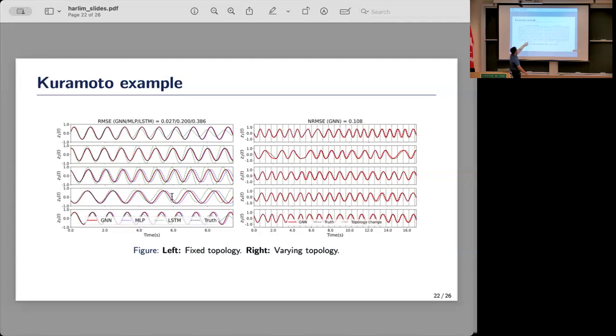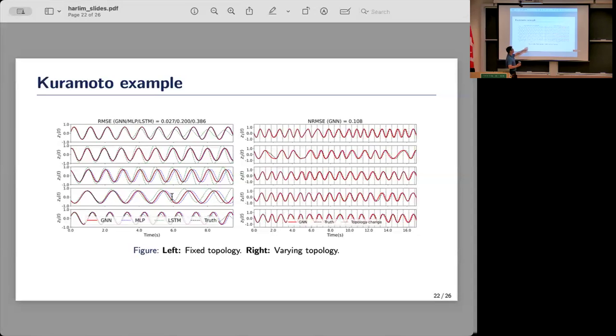At least you can see MLP is just multi-layer perceptron, the standard. The blue one goes off from the truth. The truth is very close to the GNN, so the red and the black are together. And then if you just use LSTM, this is another type of recurrent neural network that is usually used for predicting dynamical systems. You can see if you don't put the structure correctly on the graph, then it doesn't work that well.